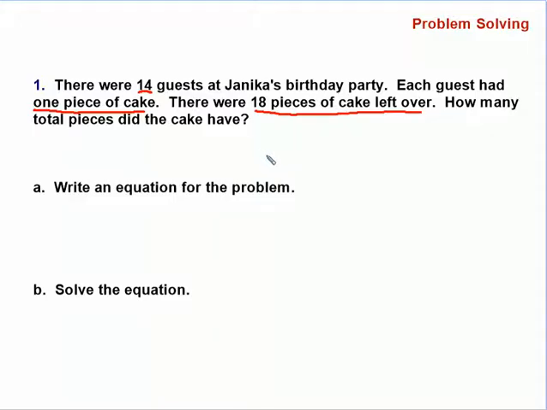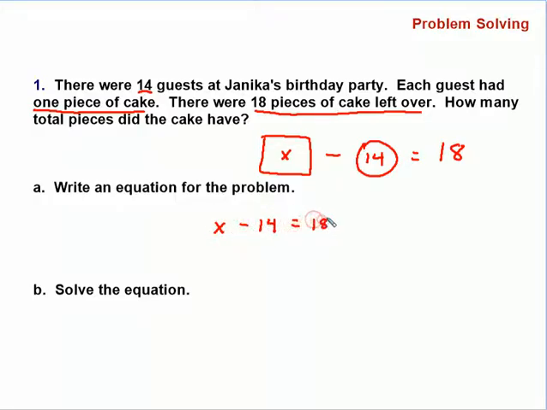Number 1, we know there were 14 guests at Janica's party. We don't know how much cake there was, but we know that each person had a piece of cake. So we know there was a big cake, and we know that 14 people took some of it. So 14 people, and what was left over was 18. So we had a big cake, 14 people took some of it, so they subtracted from it, and that left us with 18 pieces. Now if we just replace this with a variable, we've got our equation. So x minus 14 is equal to 18. The whole cake minus the 14 guests' pieces left 18 pieces left over.